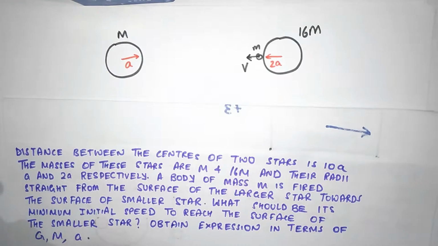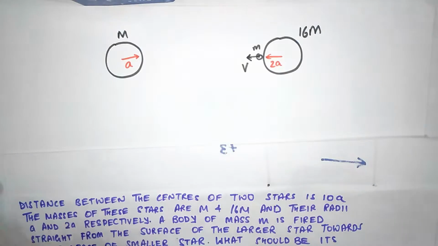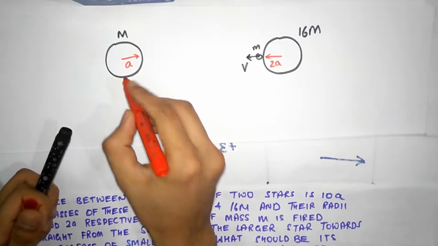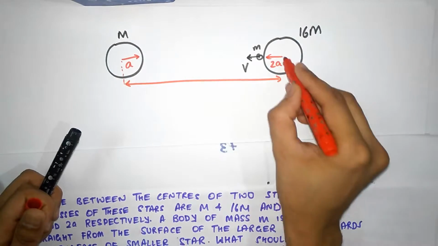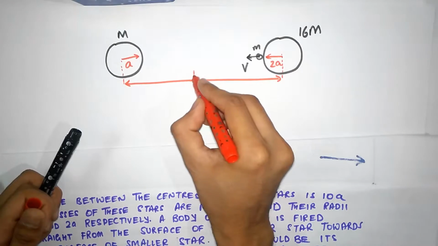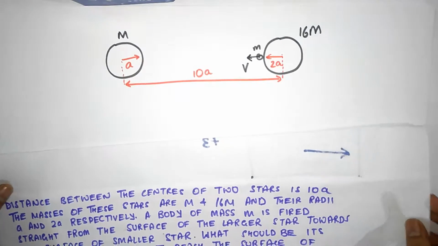So your answer is going to depend on maybe the values of m and a. And the distance between their centers is 10a. So this is given. This distance is 10a. So what principle are we going to use to solve this question?